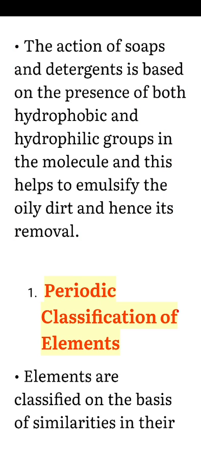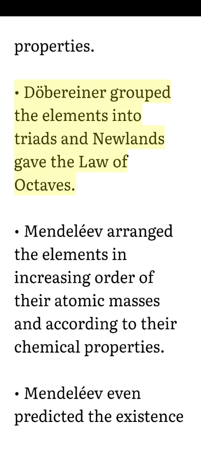Periodic classification of elements. Elements are classified on the basis of similarities in their properties. Dobereiner grouped the elements into triads and Newlands gave the law of octaves. Mendeleev arranged the elements in increasing order of their atomic masses and according to their chemical properties. Mendeleev even predicted the existence of some yet to be discovered elements on the basis of gaps in his periodic table.